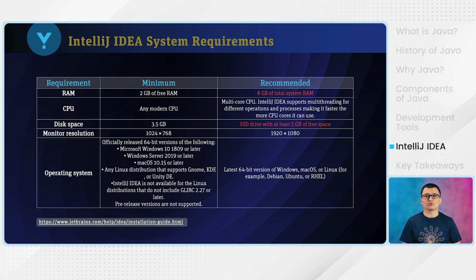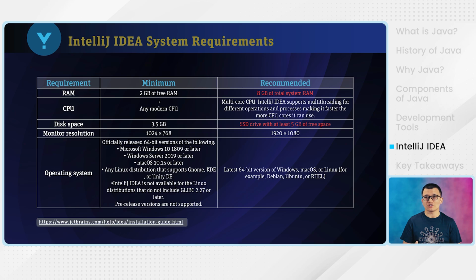And in order to be able to use IntelliJ, here's the minimum requirement for your computer. It needs to have at least 2 GB of free RAM. And any modern CPU will work. And here are the requirements for the disk space and monitors, as well as the operating systems. These are the minimum requirements.